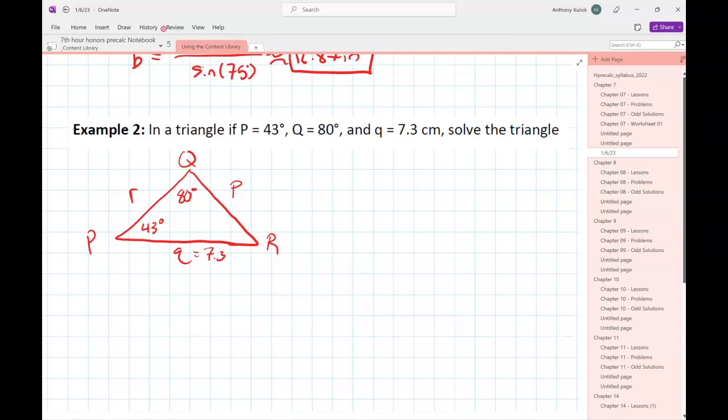So again, when you're labeling your sides, be careful. Make sure you're using the convention that the side is labeled with the same letter as the angle that it's opposite. So here we're looking for angle R, side P, and then side R.